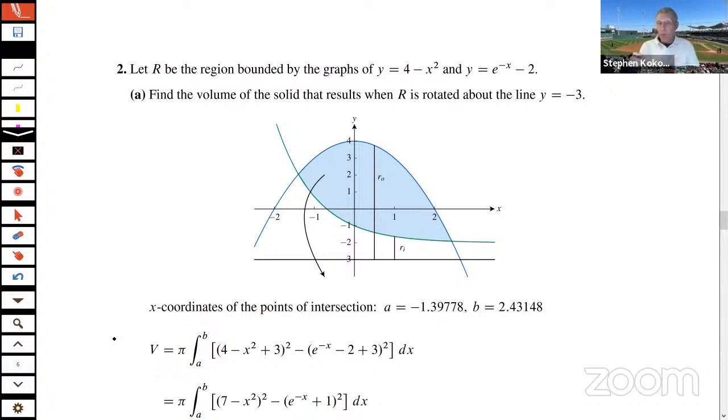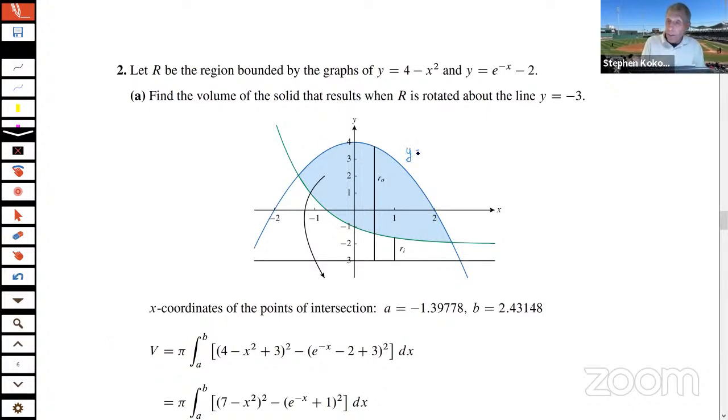I'm going to stop there just for 1 second. I'm going to add a little bit to my picture. I think the blue graph here, after thinking about this a little bit, is y equals 4 minus x squared. And the green graph is y equals e to the minus x minus 2. So we're going to let R be the region bounded by these two graphs.